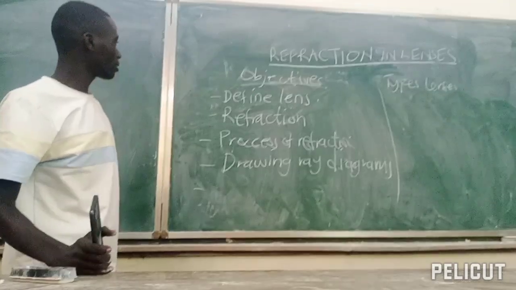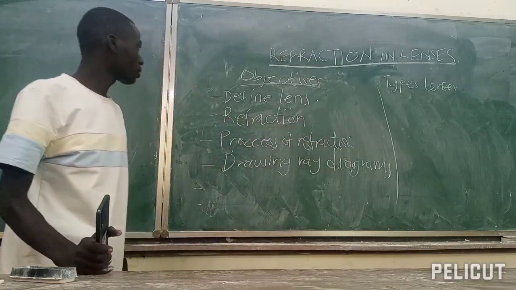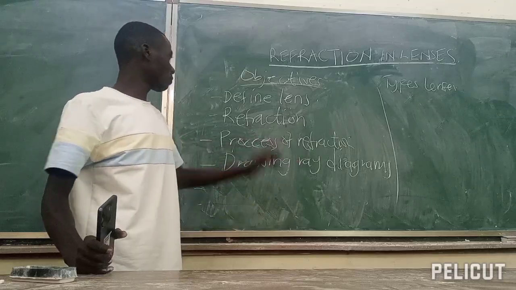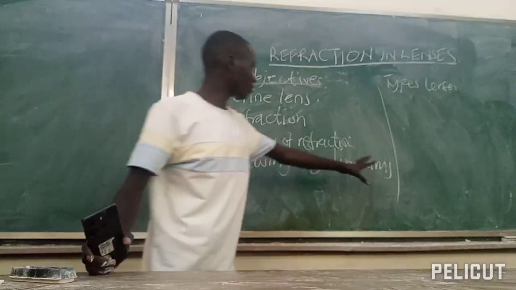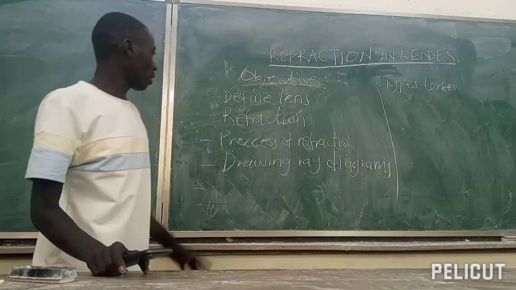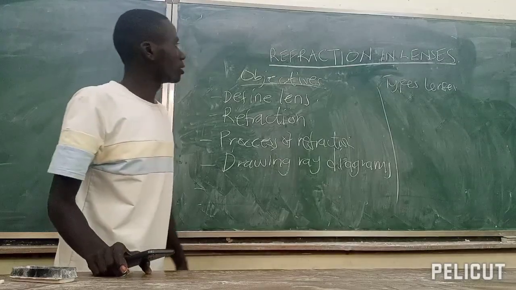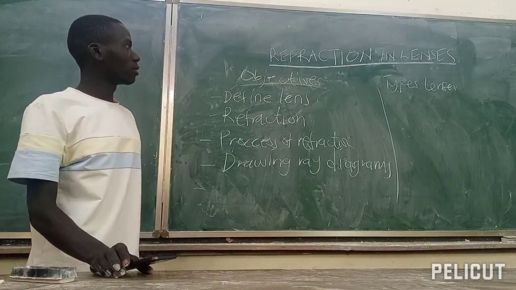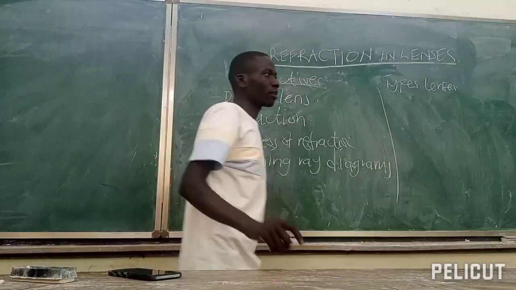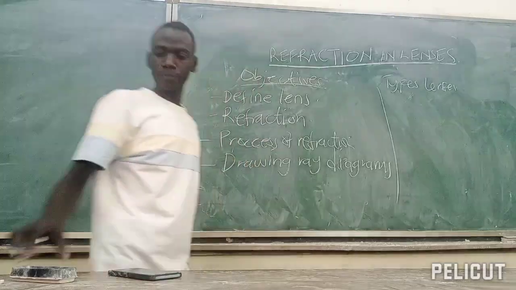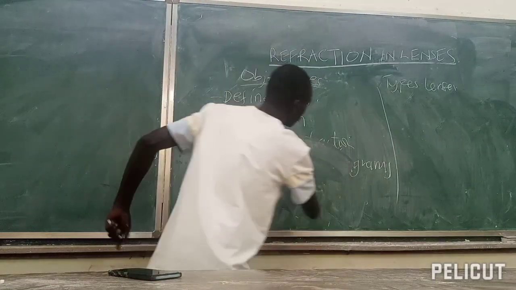We know how to define a lens, the definition of refraction itself as a process. Then we shall look at how the process occurs in a lens. Then we draw the ray diagram, how a lens forms an image, be it virtual or real. Then we look at the types of lenses, because we have many types. We have two, and each of those two is subdivided.